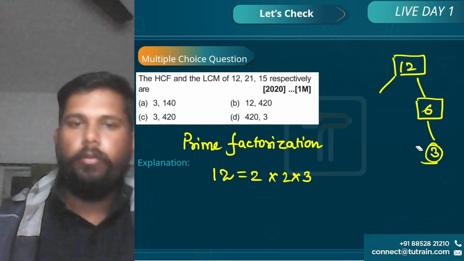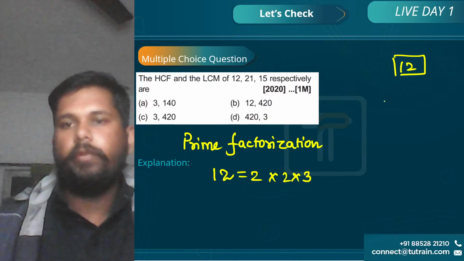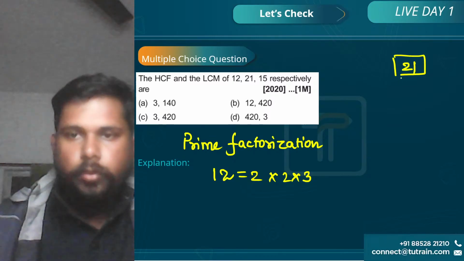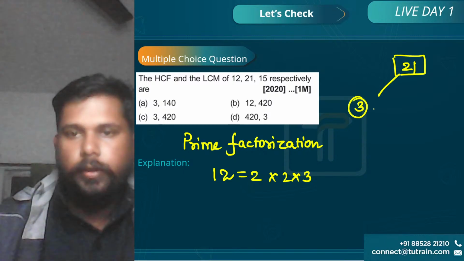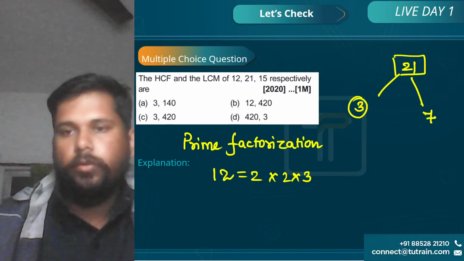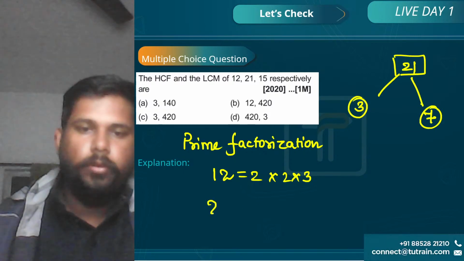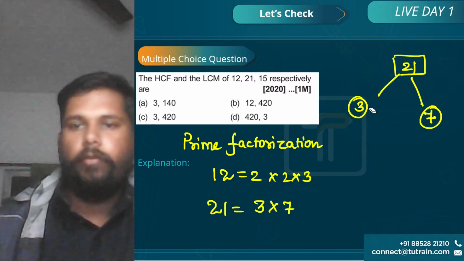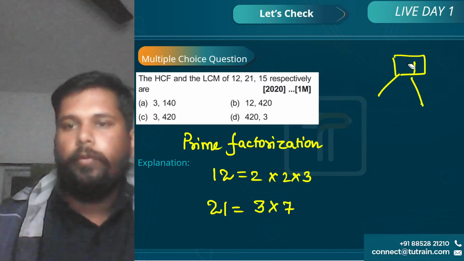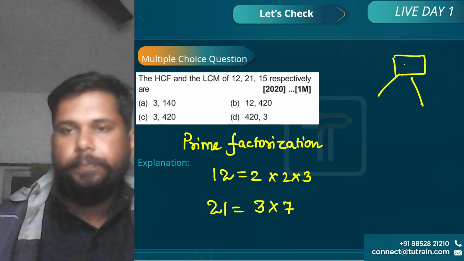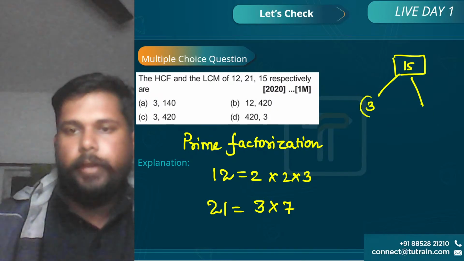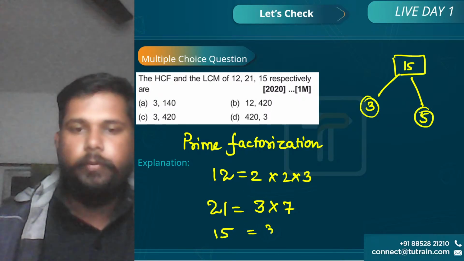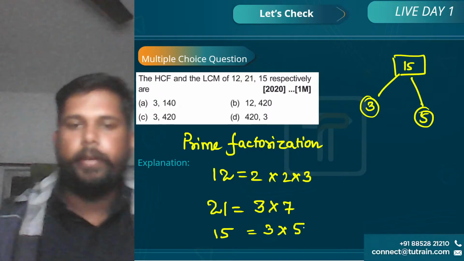Yes. Now for the next, 21, we will also do the prime factorization. So 21 is 3 times 7. And for 15 we can do it. 15 divided by 3 is 5. So 3 times 5 is 15, right? This is the factor tree method.